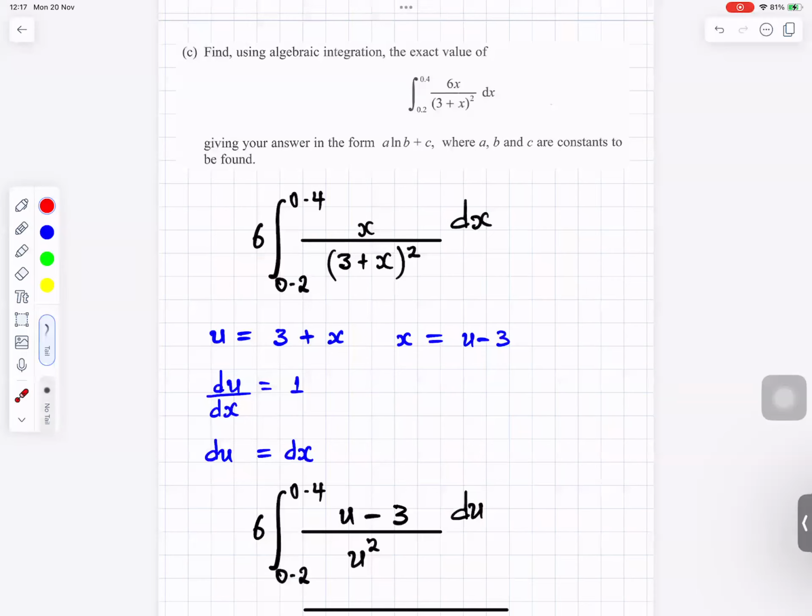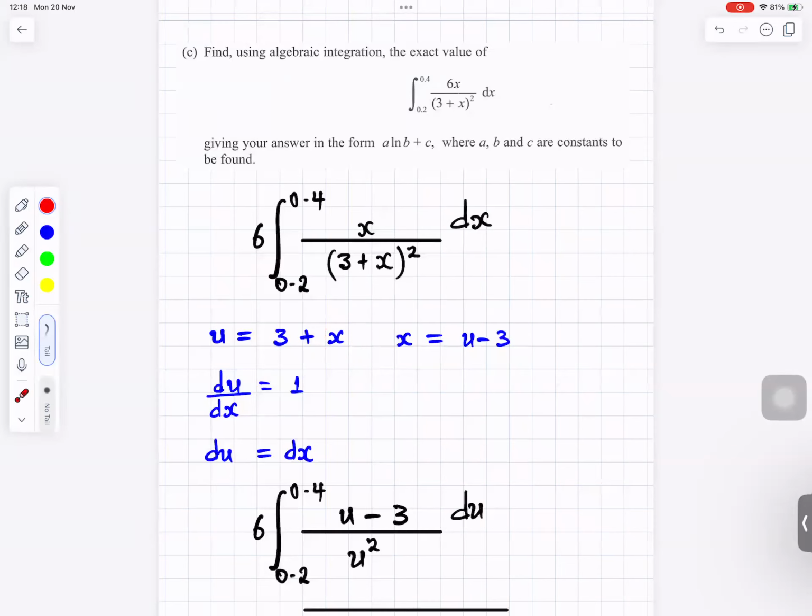For part C, it says giving your answer in the form A ln B plus C, where A, B, and C are constants. So 6 comes out of the bracket. 6 comes out of the integral sign. And we use substitution. Let the denominator, 3 plus x, be u. So du over dx is 1. Differentiate 3 is 0. Differentiate x, you get 1.